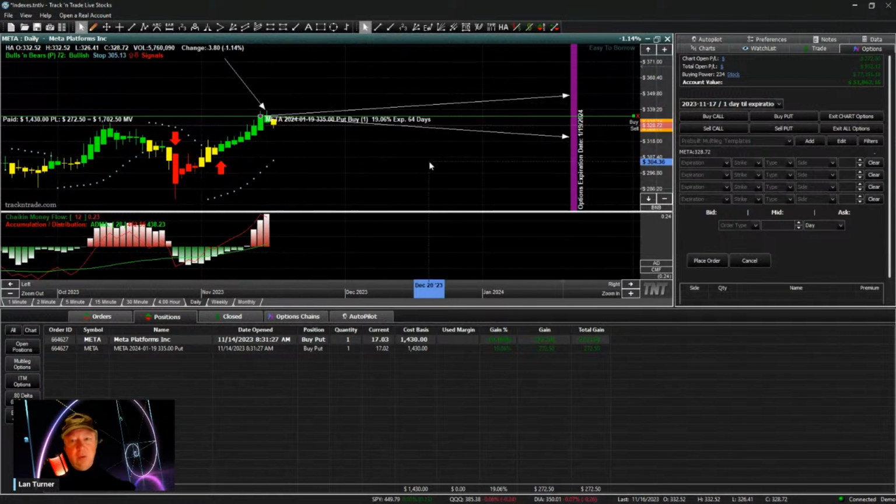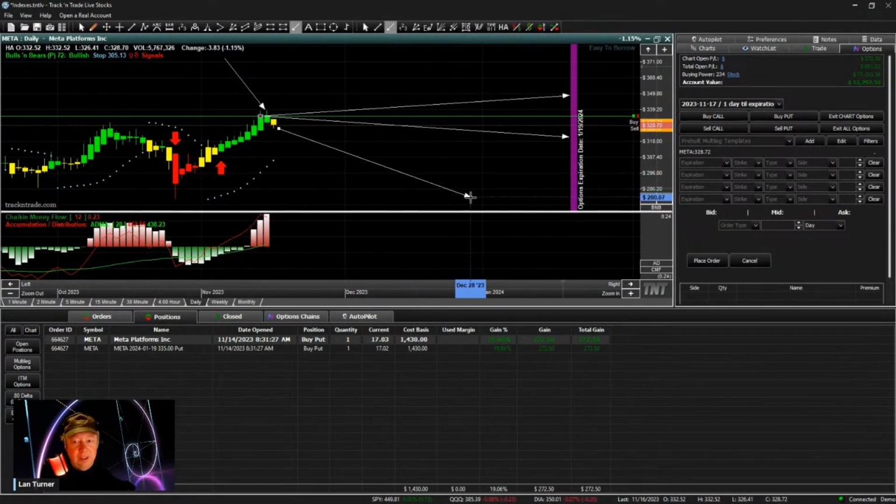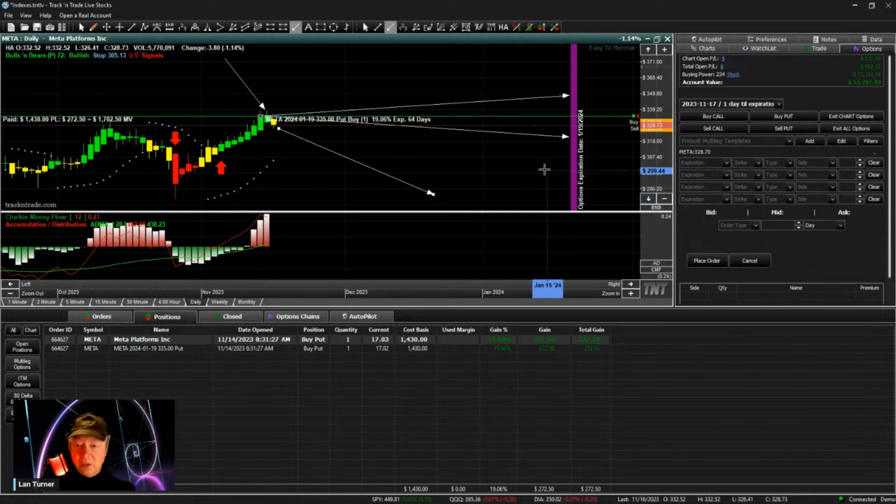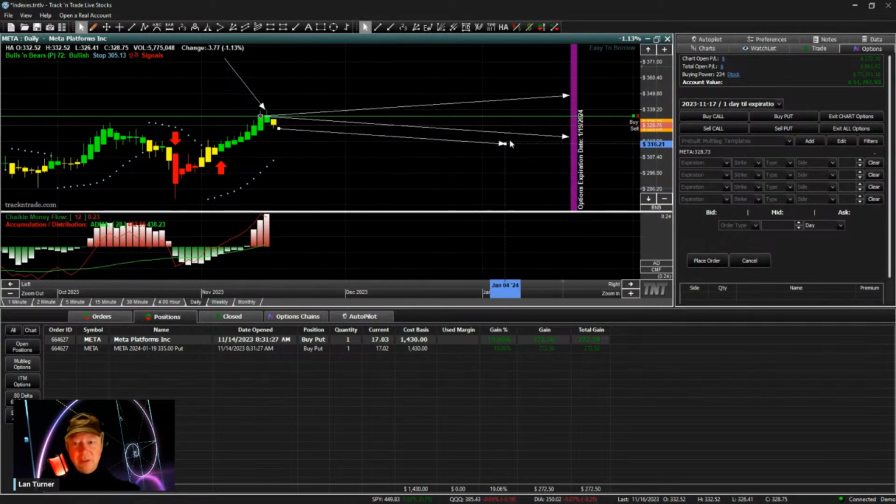So you can say, well, Lan, I think that this market's going to pull all the way back down here. Well, then you would hold on to it as long as you could. As long as it's down in this region, it's going to make money. All right. It's going to be profitable. As soon as it goes back up above that white line, that's that arrow right there, that's where you're going to start to lose money. And when it goes up to here at expiration, you're going to lose the entire amount.